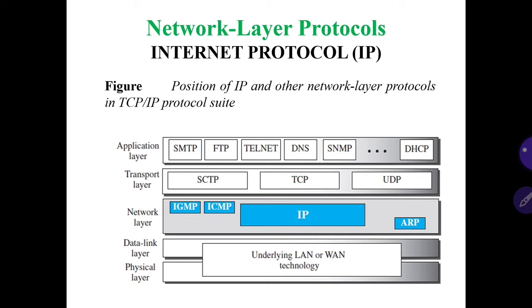In the transport layer, three major protocols are there: SCTP, the Stream Control Transmission Protocol, TCP, the Transmission Control Protocol, and UDP, the User Datagram Protocol. Similarly, in the application layer: Simple Mail Transfer Protocol, File Transfer Protocol (FTP), Telnet, Domain Name System, Simple Network Management Protocol, and DSCP. DSCP plays a major role in the network layer, but it is also in the application layer.